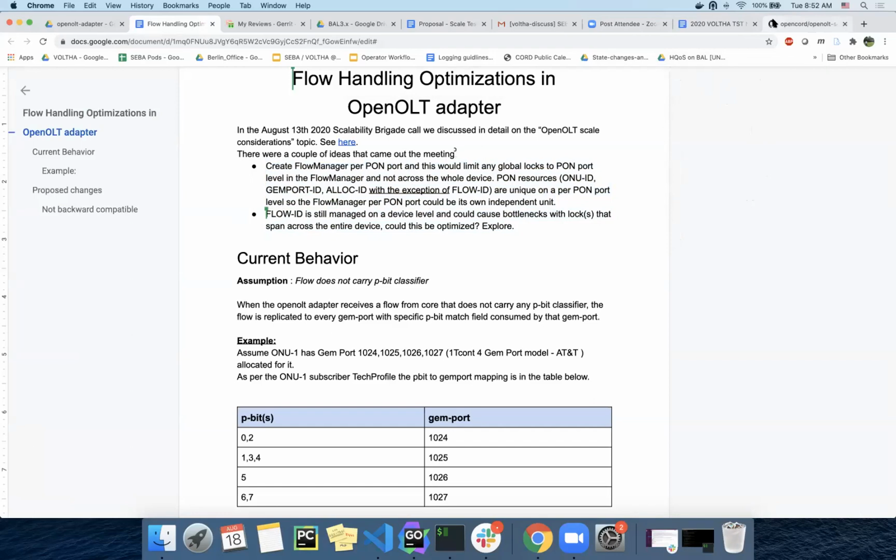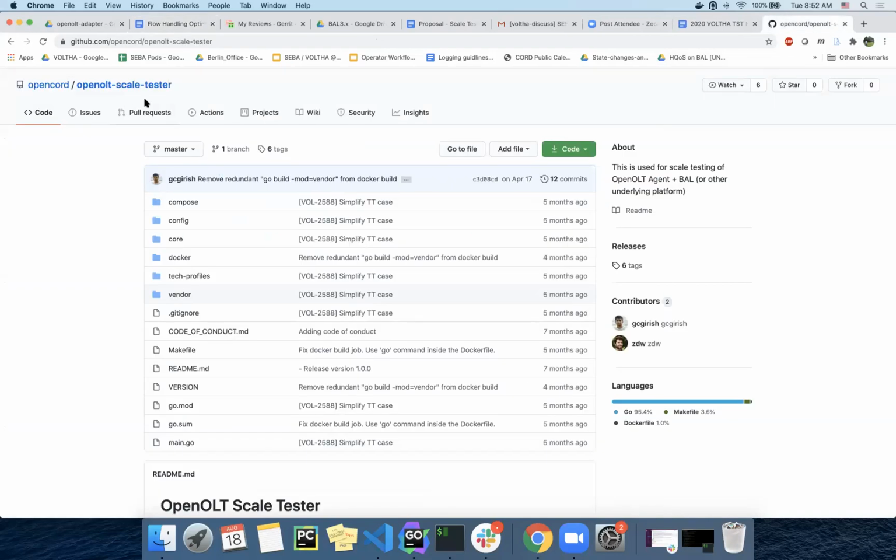So the first thing that I would do is enhance this a bit to pull out some performance metrics, get the current performance numbers, do the change on the agent, and run this test again. And if it's not significantly impacting the performance on the OpenOLT agent, then I'll go ahead and do changes on the adapter. Is that fair enough?